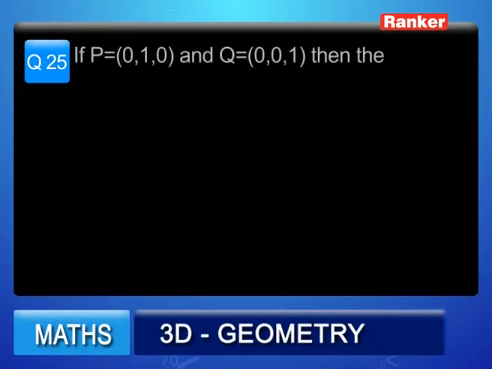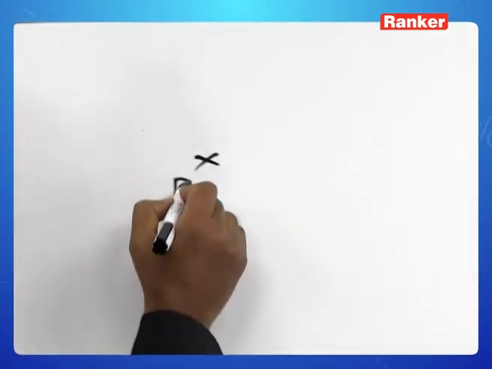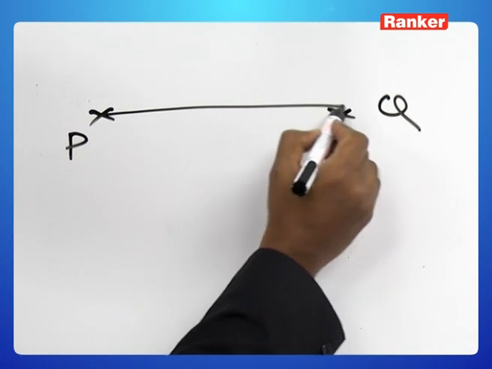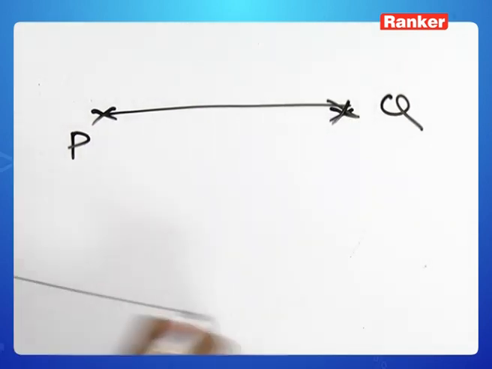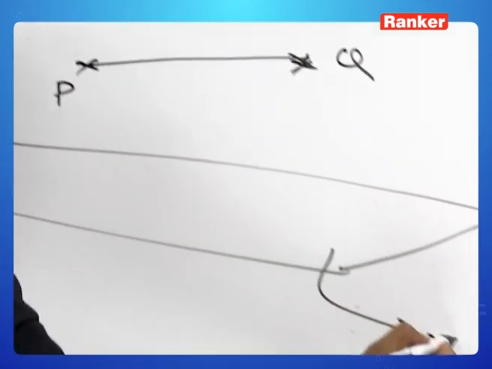Question number 25. If P is equal to (0, 1, 0) and Q is equal to (0, 0, 1), then the projection of the PQ segment on the plane x plus y plus z equal to 3 is: first option 2, second option root 2, third option 3 and fourth option root 3. We are given two points P and Q which are not on the plane, and we are asked to find out the projection of that on the plane x plus y plus z equal to 3.